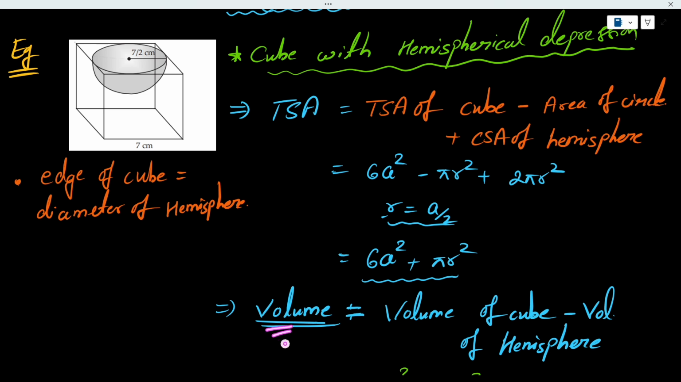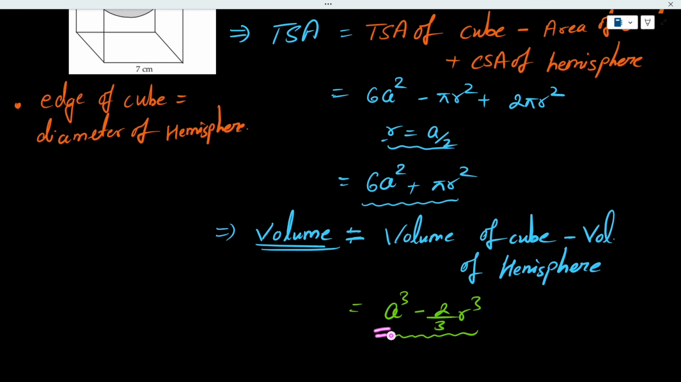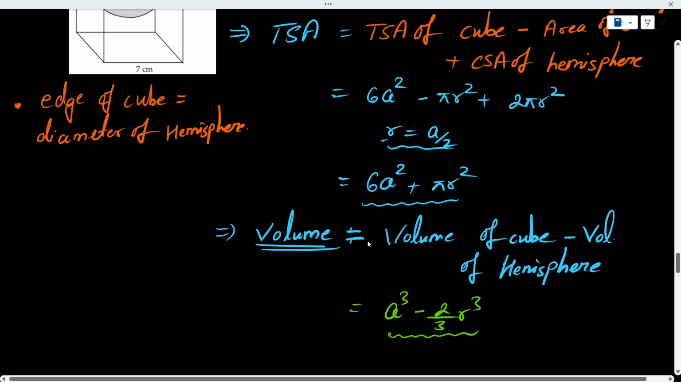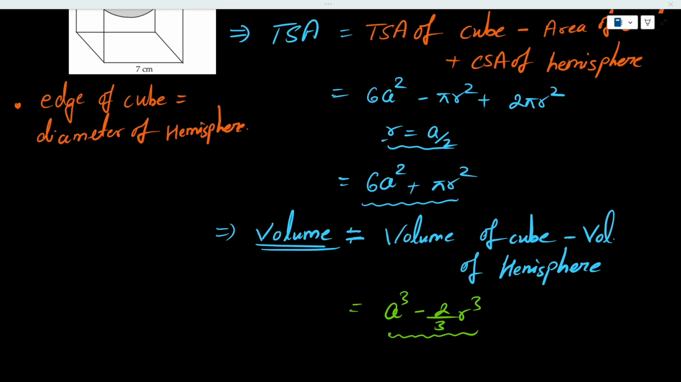Now, how will you get the volume? You can take the volume of the cube and you have removed this part. So you need to subtract the volume of the hemisphere. The volume of the cube is a cube and the volume of the hemisphere is 2 by 3 pi r cube. So this is the way; these are all the formulas. So read it, and use the basic formulas to find out the surface area and volume of the combined figure.